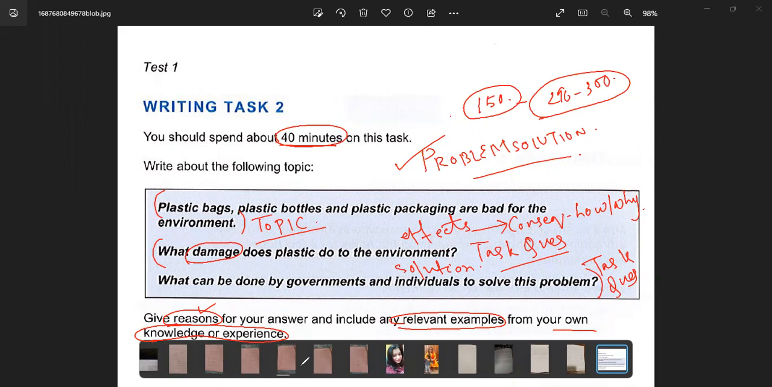The first solution is that the government or the state should be stepping up measures to organize campaigns and awareness programs, so that they can educate the people, the local people, the residents and citizens about the serious damage that plastic waste can do to the environment. Now, if you just give this point, it's not sufficient. You also have to give a relevant example, because in the question they have categorically mentioned that you should include any relevant examples from your own knowledge or experience.